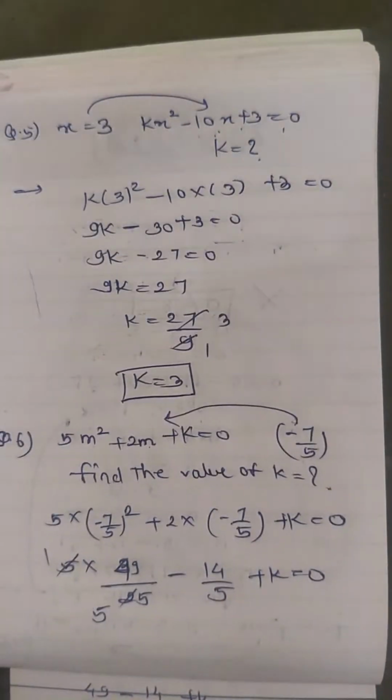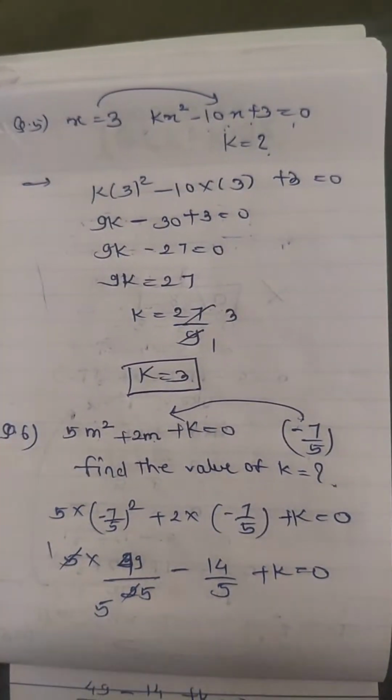So here we have to find the value of k, and x is equal to 3 is the root of the equation which is given here, so we have to simply put the value of x is equal to 3 in the equation.